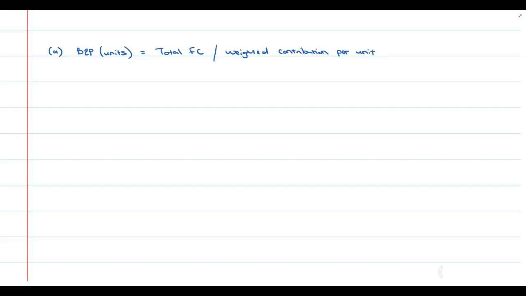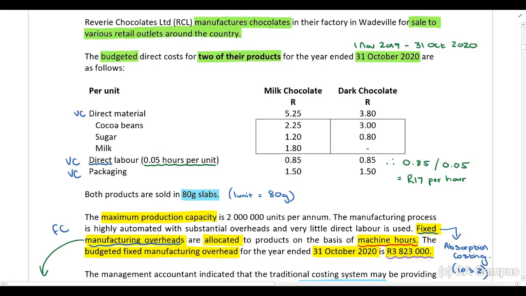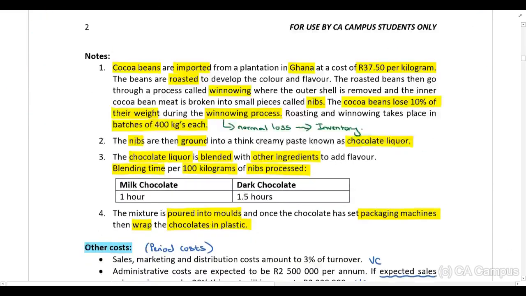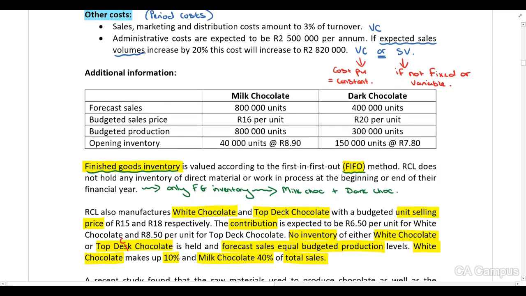Then, a question that I've been asked quite a lot, guys, during this exam revision period that I just want to address up front. Please note, don't get confused. If you go back to the information provided in the scenario, we have inventory for 2 of their products. We know the white chocolate and the top deck chocolate don't hold any inventory. However, for milk chocolate and for dark chocolate, there is opening inventory.